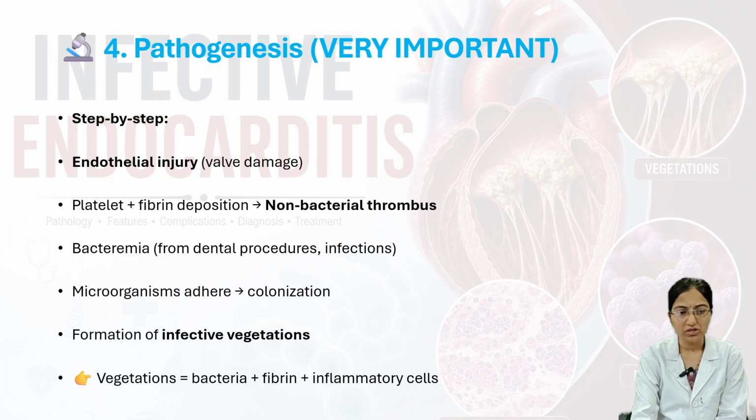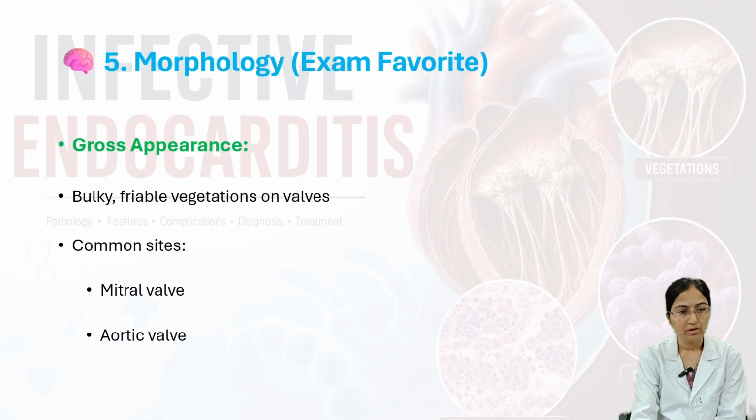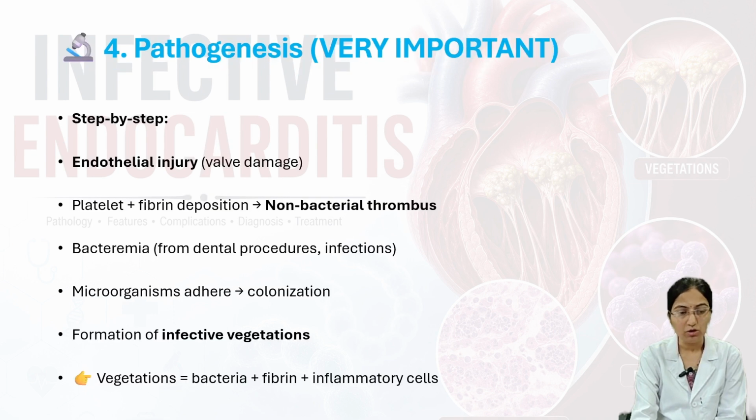Next the microorganisms attach, which is referred to as colonization. And at last we can see the formation of infective vegetations. Vegetations are nothing but bacteria together with fibrin and inflammatory cells. This is the pathogenesis of infective endocarditis. It's very important.